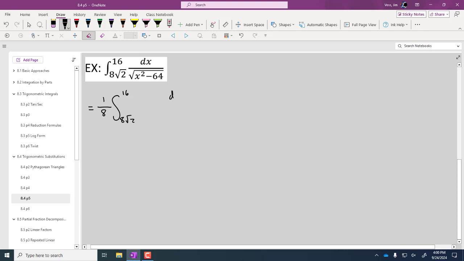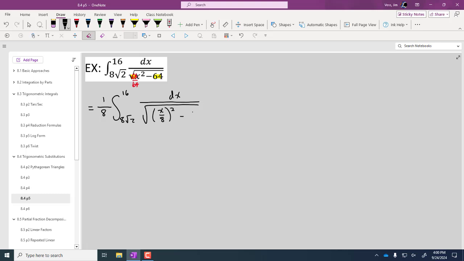And then we have the integrand, dx divided by the square root of... There is no 64 with this x squared, so we imagine one. And that 64 right there is the one that came out. So we're left here with x divided by 8, quantity squared, minus 1. Now we have a difference of squares with a 1. That's going to make our trig sub as easy as possible. So x divided by 8 is secant of theta.